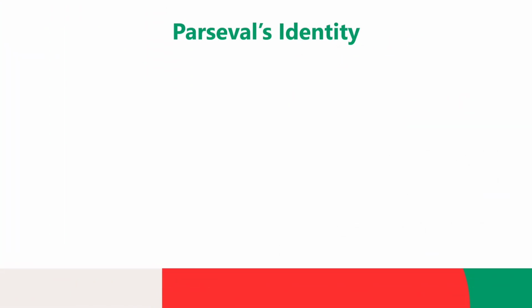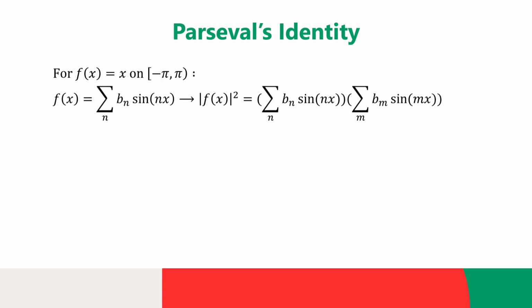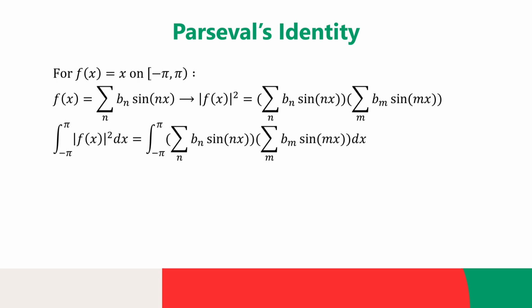Now we get to the fun part. This is where Parseval's identity connects both sides beautifully. We know by Parseval's identity that the total energy of a function equals the sum of the squares of its coefficients. So mathematically, for f of x equal to x on negative pi to pi, we can express f of x as the sum of bn times sine of nx, and then squaring both sides, as in Parseval's identity, we get the product of the sum over n of bn times sine of nx and the sum over m of bm times sine of mx. If we integrate both sides, we get the expression that you can see.